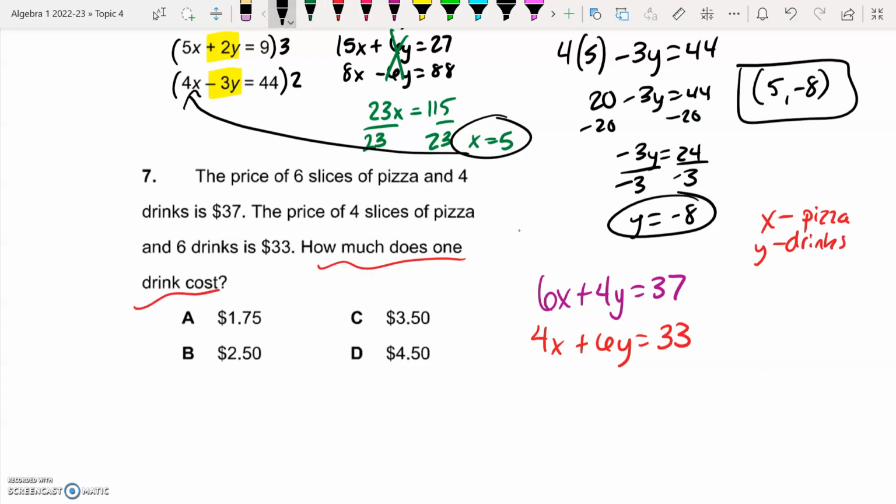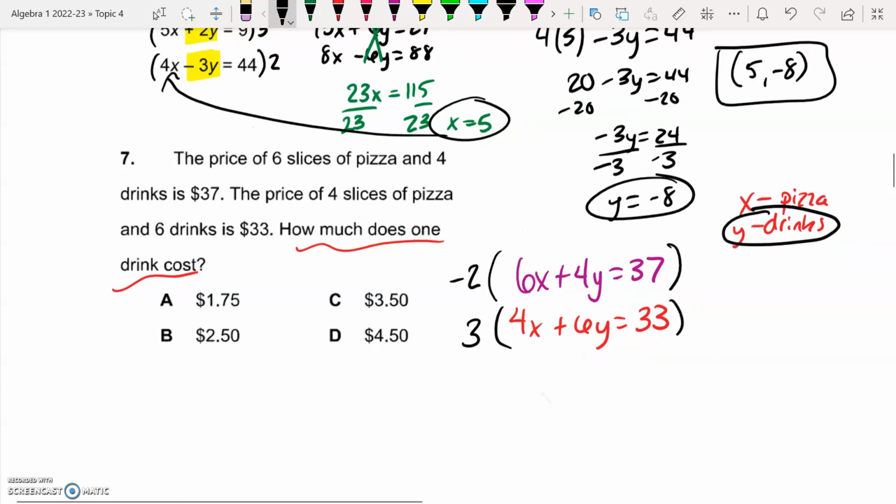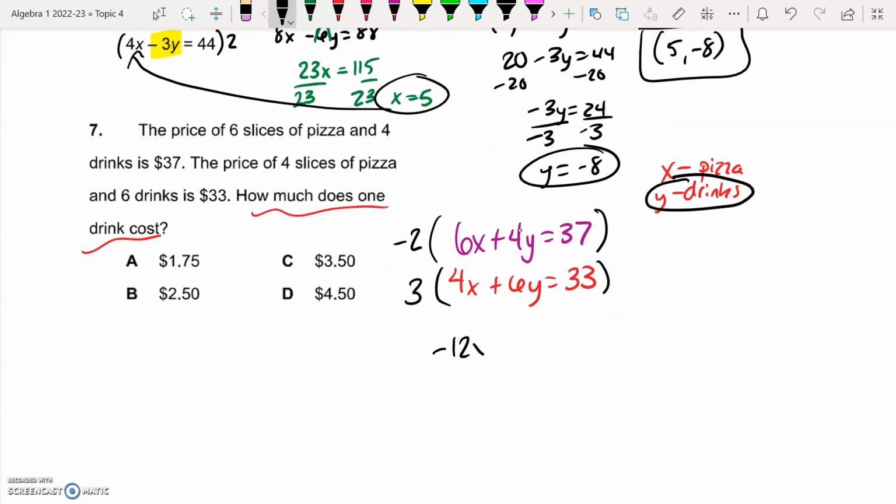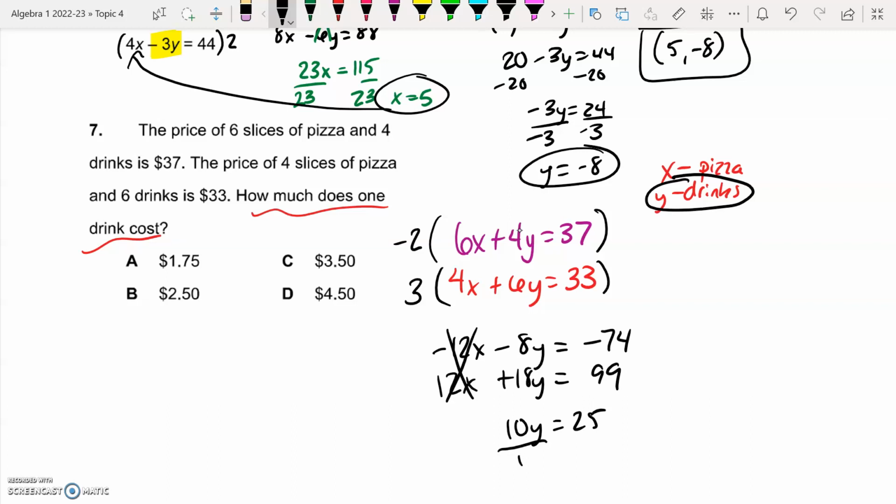So if I'm going to solve for the y value, I probably should eliminate the x values, just to save us some work. In this case, they have 12 in common, so multiply that one by negative 2 and that one by 3, just as long as one's negative, one's positive. So then I would get 10y equals 25 after I eliminate. Divide by 10, you get y equals 2.50.